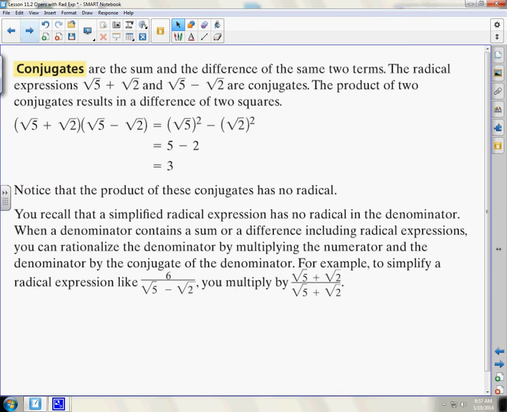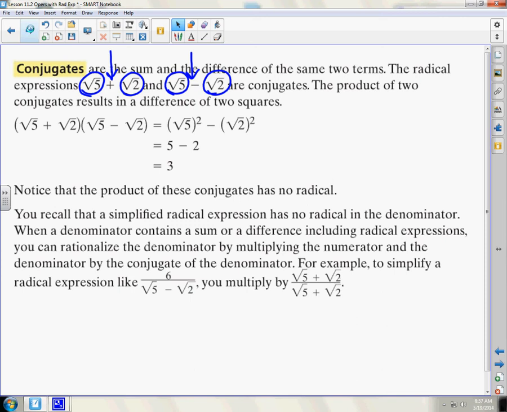Lastly, we have conjugates. So conjugates, write this word down, are the sum and difference of the same 2 terms. The radical expressions square root of 5 plus square root of 2 and square root of 5 minus square root of 2 are conjugates. So if you look, it's the sum or difference of the same 2 terms. So these are the same 2 terms, and then we have sum or we have difference. Okay? The product of the 2 conjugates results in a difference of 2 squares.